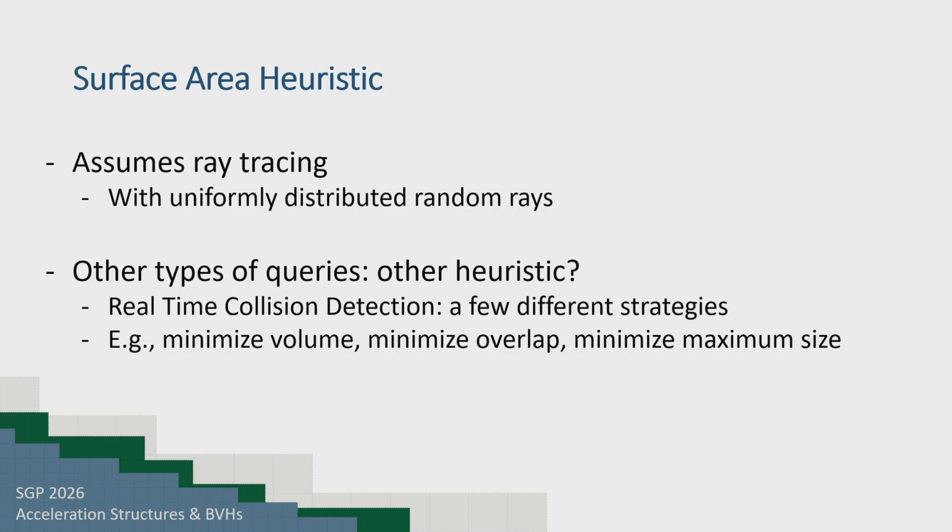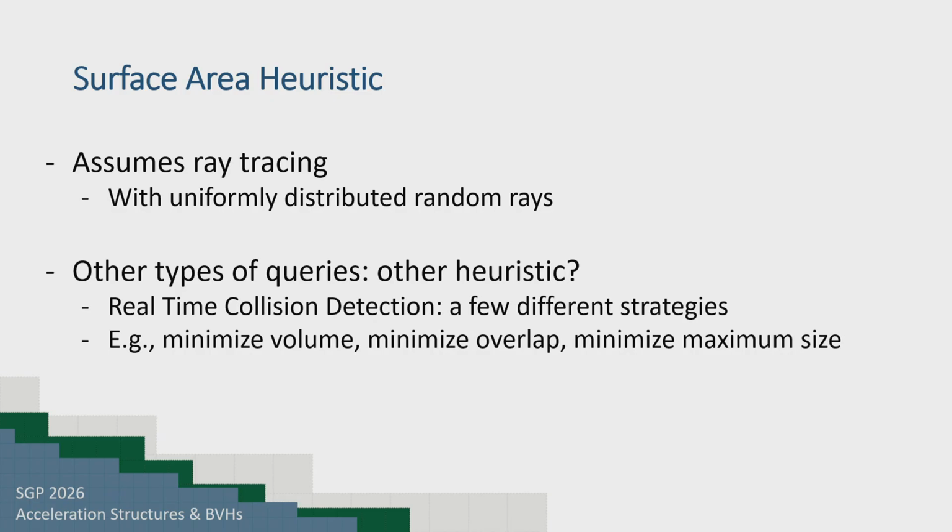Now, the surface area heuristic, at least where I come from, is the most common thing you'll see in books. But one thing to keep in mind is that this actually assumes ray tracing. So you assume uniformly distributed long random rays that you shoot through your scene. If you have some other type of query, like a range query or collision detection, that might not be the right heuristic for you to use.